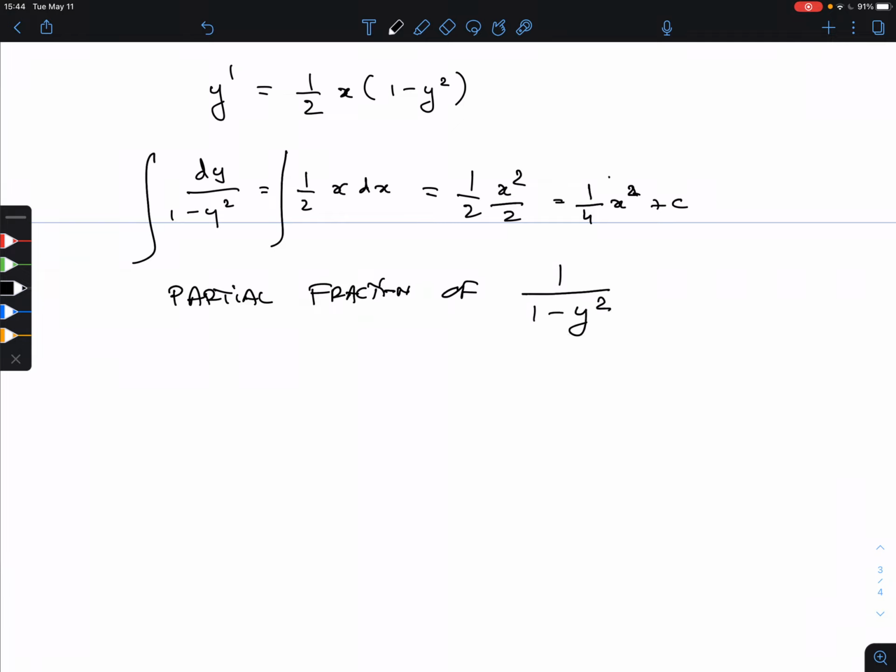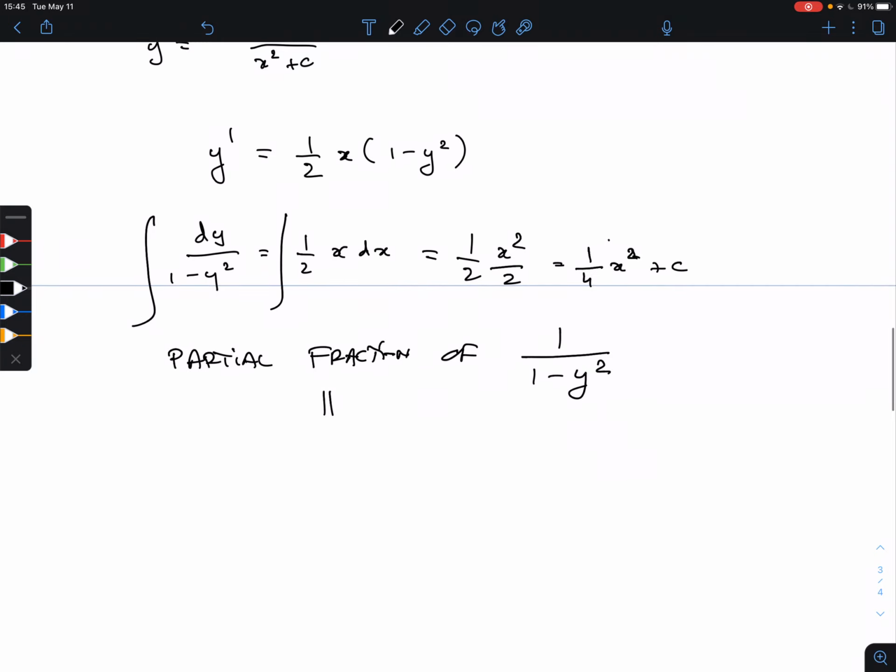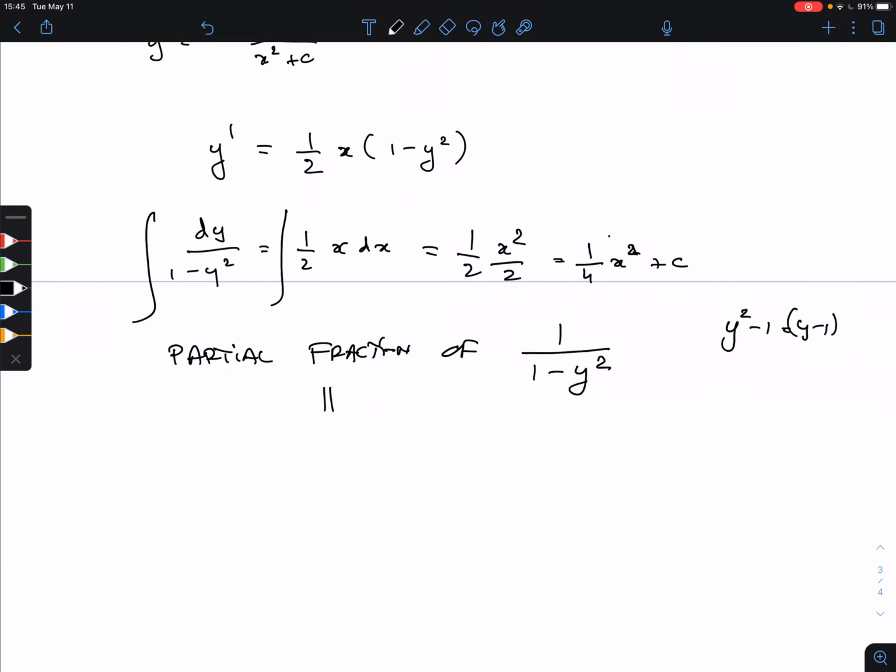We will run into partial fractions later on again, and then I will review it much more in detail how to do this, but I'm going to kind of skip this, and I want you to figure out yourself that the partial fraction is actually, what does that mean? First of all, we know that we can factor this: 1 minus y squared is actually the same as y minus 1 times y plus 1.